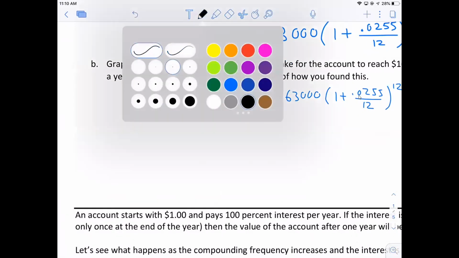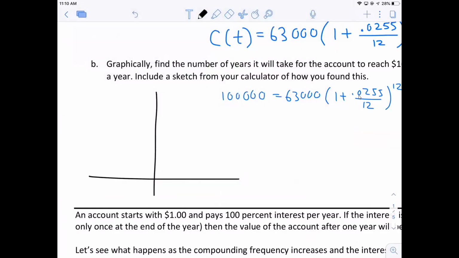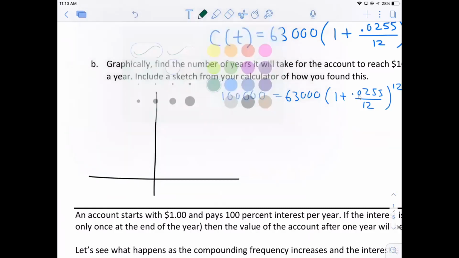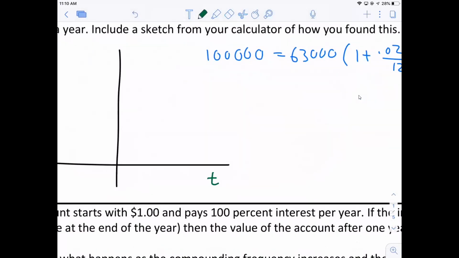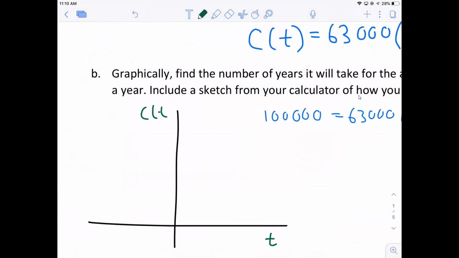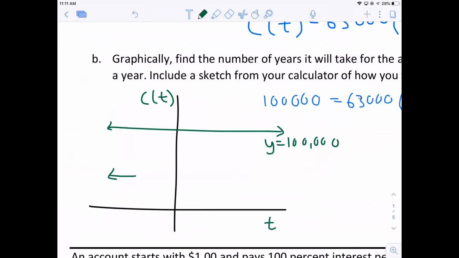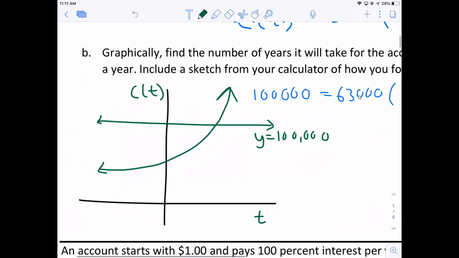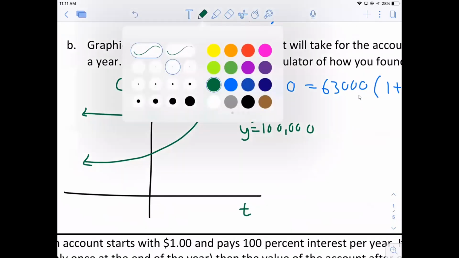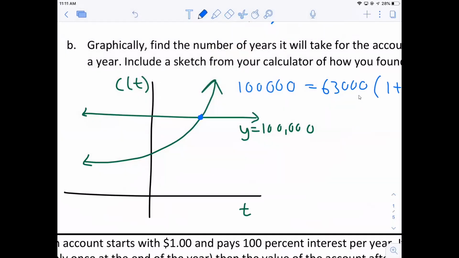So when I sketch this, this is going to be my t-axis. This would be the amount of money in the account, C of t. All right, I'm going to sketch $100,000 and see where that intersects my other graph. So when I graph it, I know it's going to be exponential growth. And I'm really just looking for the point of intersection. So make sure you can do this on your TI Nspire. But I will be doing this on Desmos.